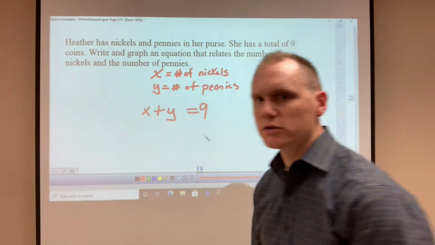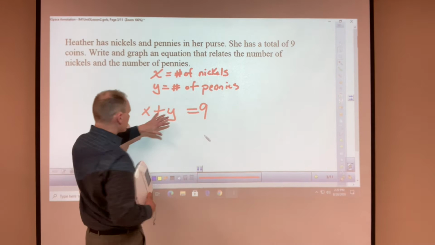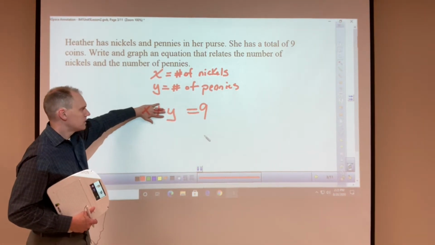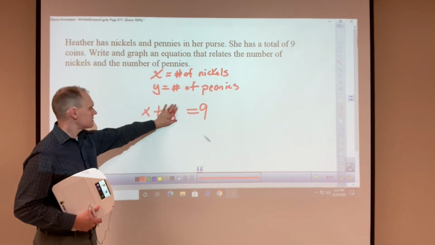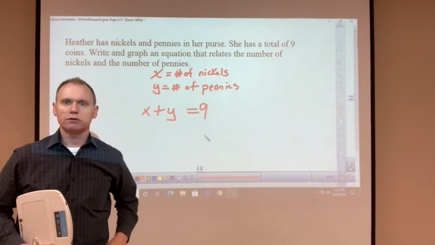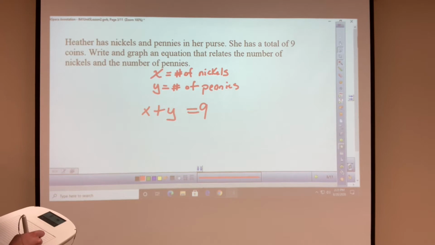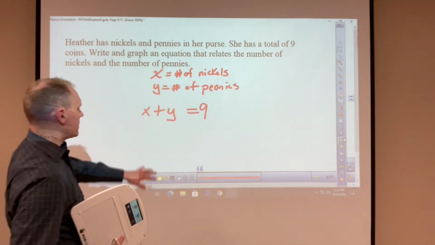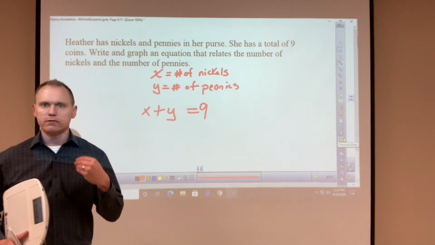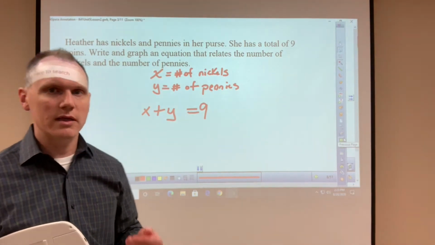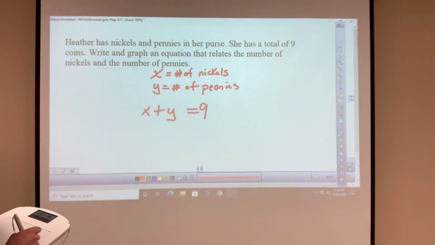So that's our first equation that we're going to work with, and we're going to go ahead and graph this. So the y-intercept would be 9, and the x-intercept would be 9. Going back to our last video, when we substitute 0 in for x, we get the y-intercept. When we substitute 0 in for y, we get the x-intercept. So if we go ahead and graph these, they both should have an intercept of 9, which makes sense because if we have 9 of one type of coin, that would mean that there's 0 of the other.